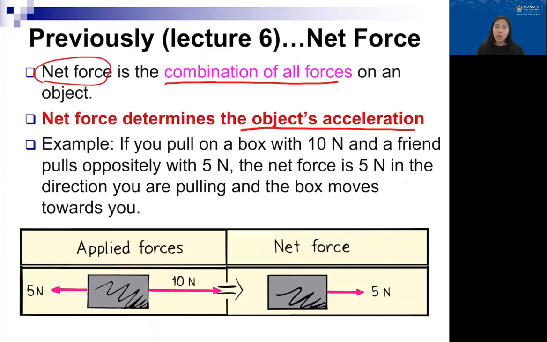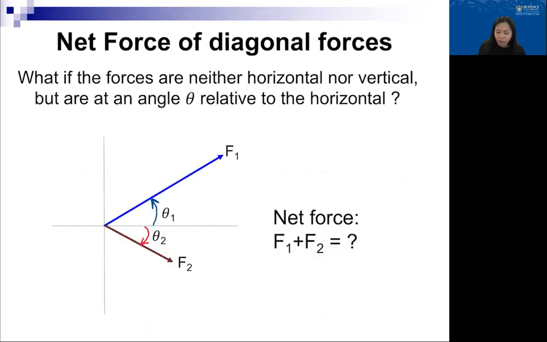And last time we learned that if the forces are just along a straight line in the horizontal or vertical, it's easy to get the net force, because if they're in opposite directions, you just subtract the forces. If they're in the same direction, then you just add the forces. If the forces are diagonal, making an angle with respect to the horizontal or vertical, then that's a little bit more complicated.